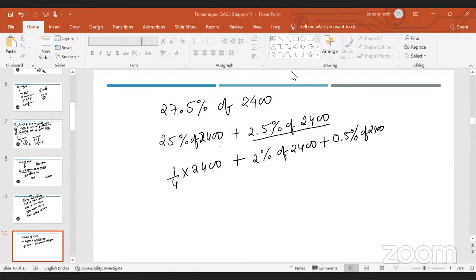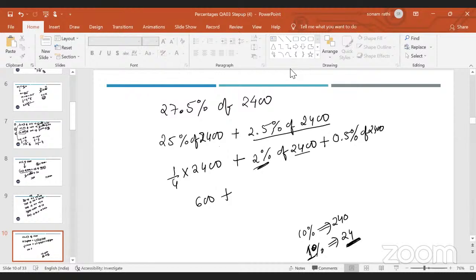10% is 240, so 1% will be 24. Correct? Yes or no? 10% is 240. 1% is 24. Correct. So 600 plus 1% is 24.